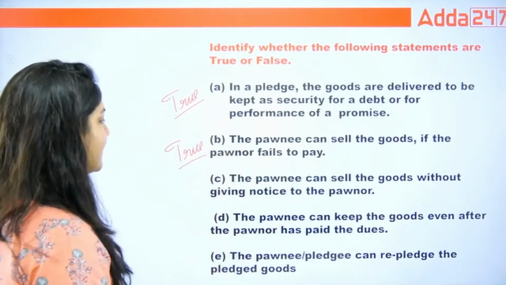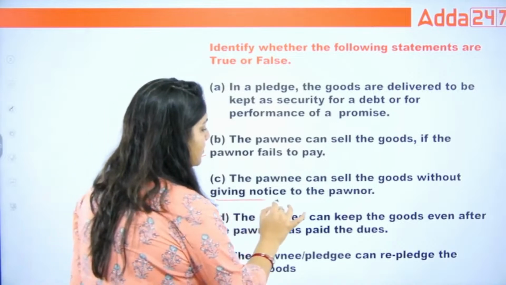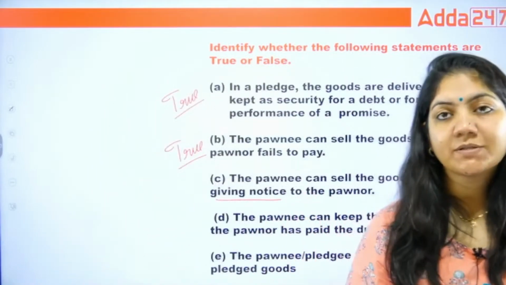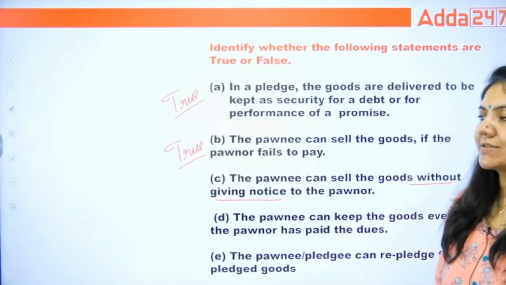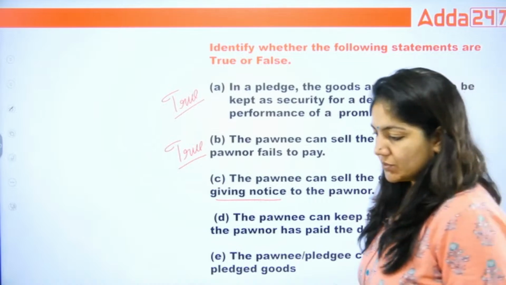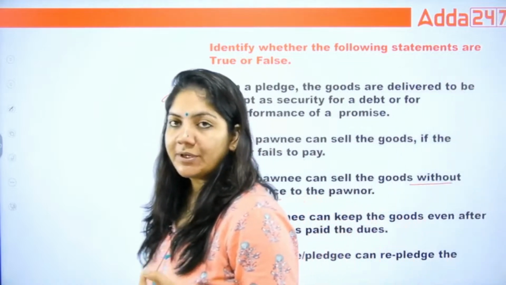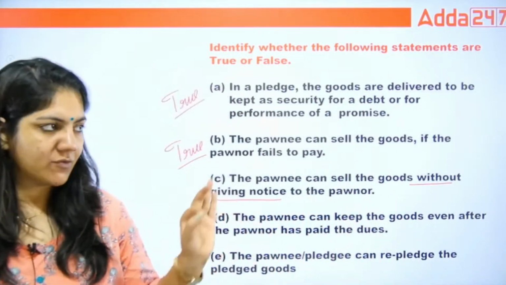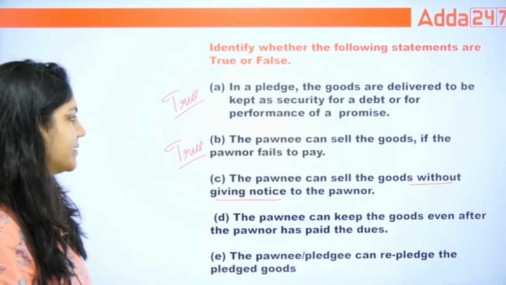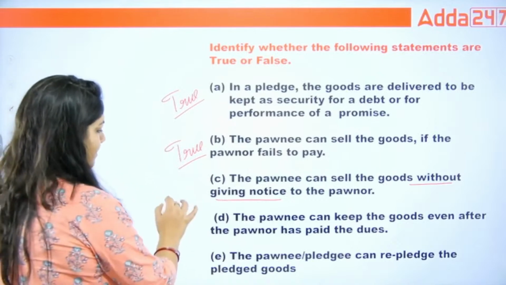The pawnee can sell the goods without giving notice to the pawner. Is notice compulsory or not? Because notice signifies equal justice. So if the pawnee is selling the property of the pawner, does he have to give notice to the pawner or not? The answer is that without notice, this is false.